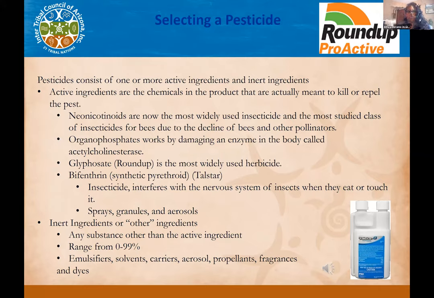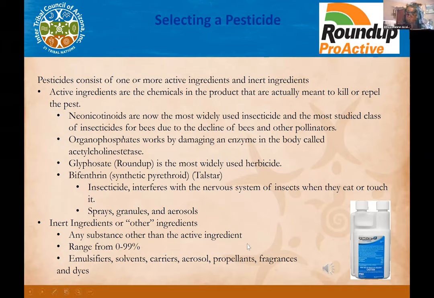Bees have been dying in alarming numbers across the country, and a June 2019 study found that beekeepers had lost 40% of their honeybee colonies over the past year, and it was partly due to the use of pesticides. Organophosphates work by damaging an enzyme in the body called acetylcholinesterase. And I think I pronounced that right because I've said it over and over a few times.